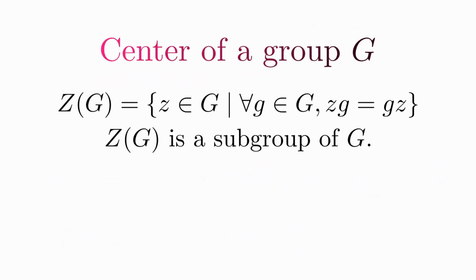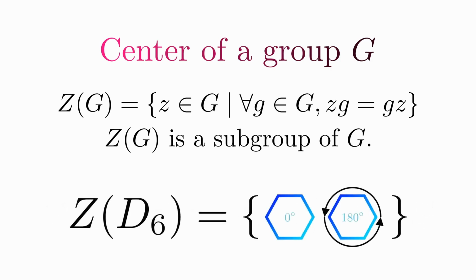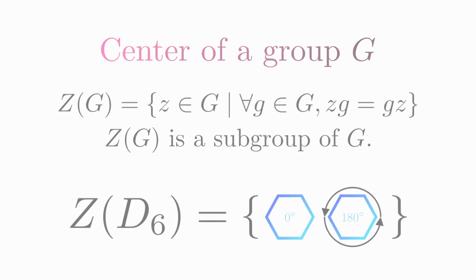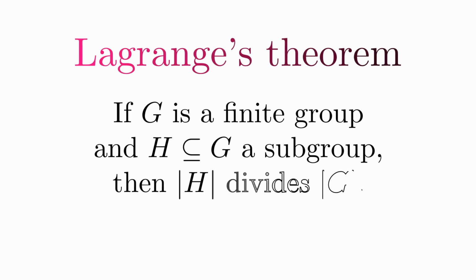An important subgroup is the center of a group. This consists of all elements that commute with every element in the group. A group is abelian if and only if its center is the entire group. For example, the center of the dihedral group D6 consists of just the identity element and the 180-degree rotation. An important result to understand the subgroups of finite groups is Lagrange's theorem, which states that the number of elements in a subgroup divides the number of elements of the entire group.